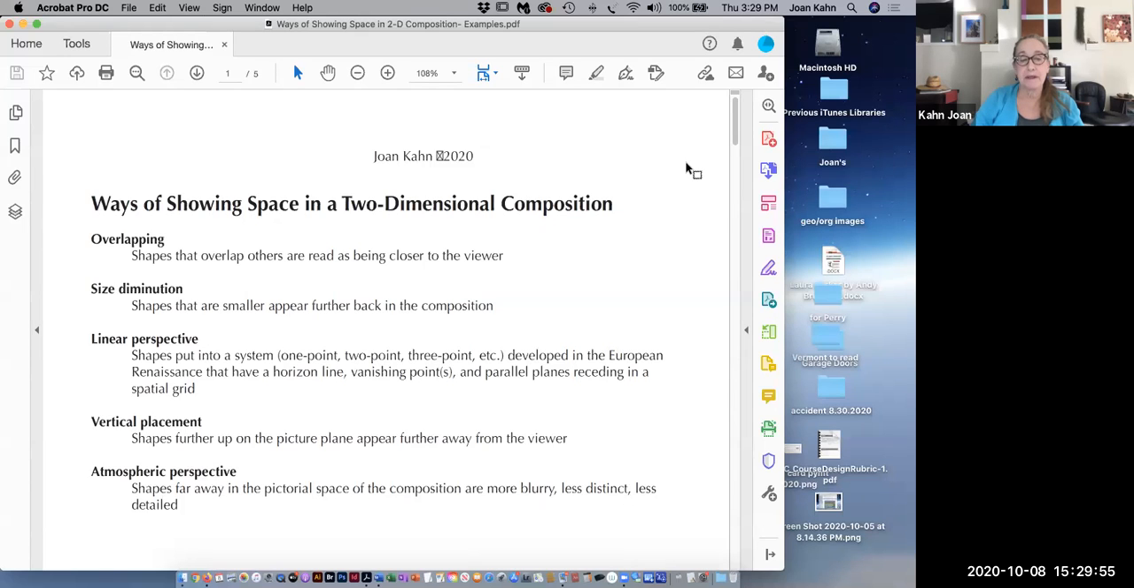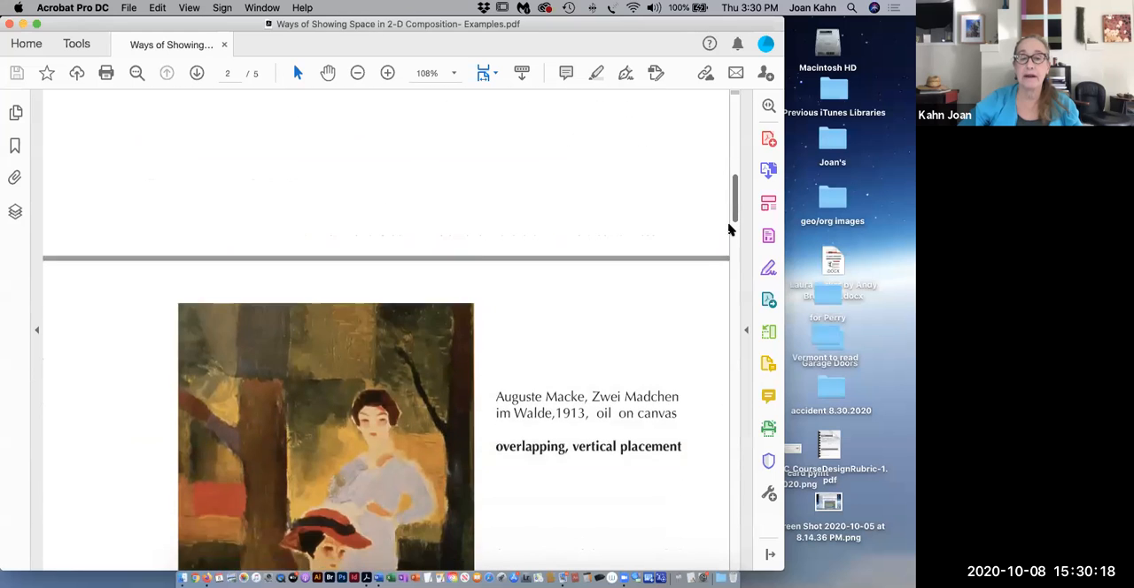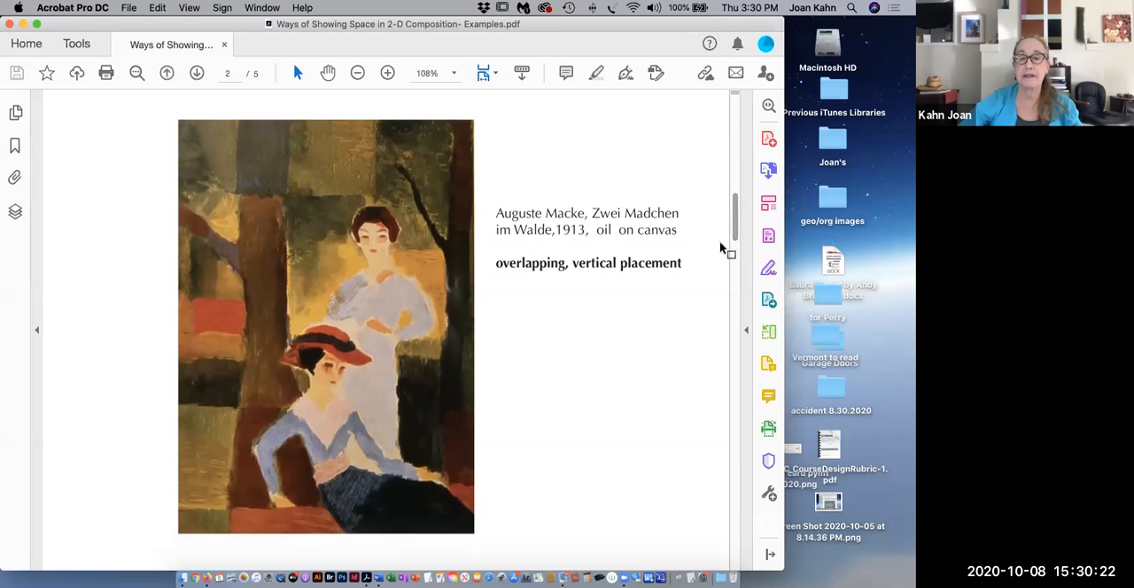Vertical placement: shapes further up on the picture plane appear further away from the viewer. Atmospheric perspective: shapes far away in the pictorial space of the composition are more blurry, less distinct, less detailed. So the examples that I show are artworks that show some of these ways of showing space.